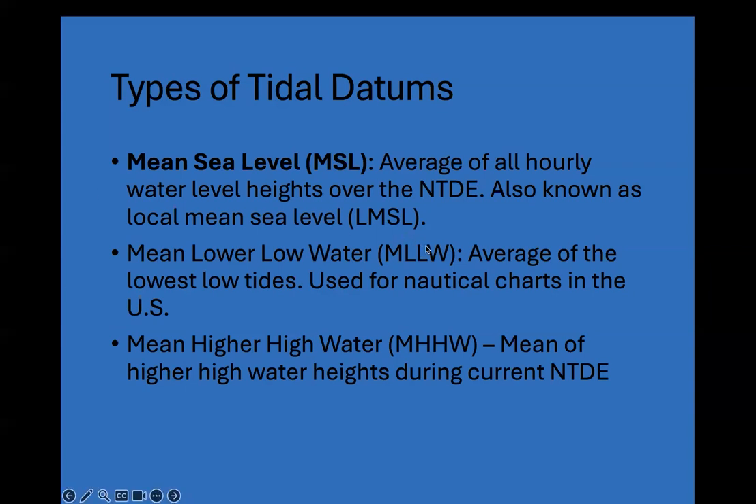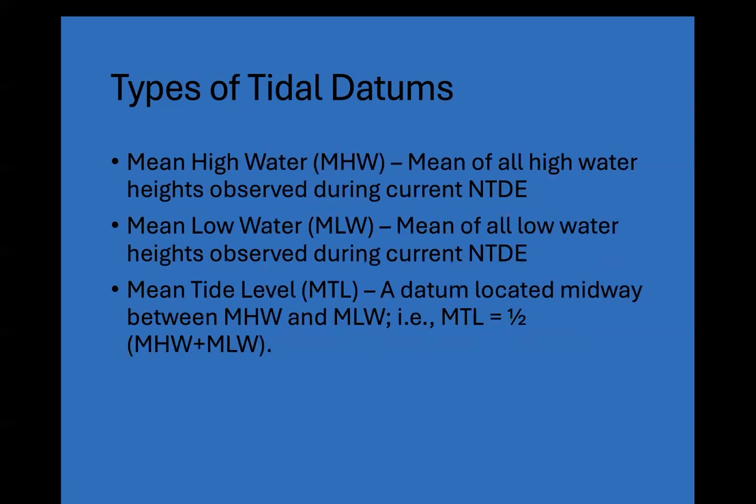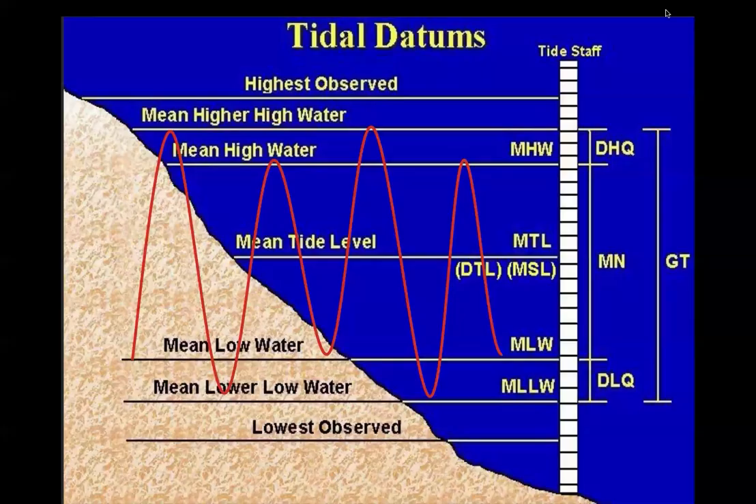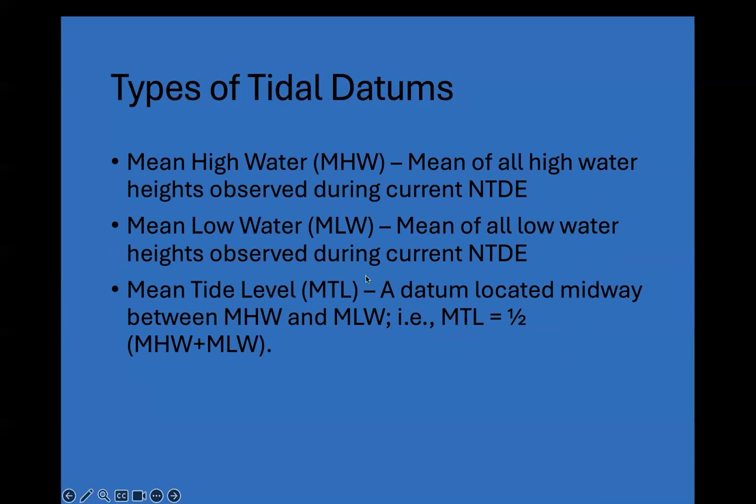That would be MLLW. Mean higher high water is going to be the mean of the higher high water heights. We've got mean high water, the mean of all the high water heights. So if I back up here, we're just going to take the higher high tides as an average. We're going to average those together over our time period for that MHHW datum. And then, of course, we've got our mean low water, the mean of all low water heights observed during the current NTDE. And then the mean tide level is just the halfway point.